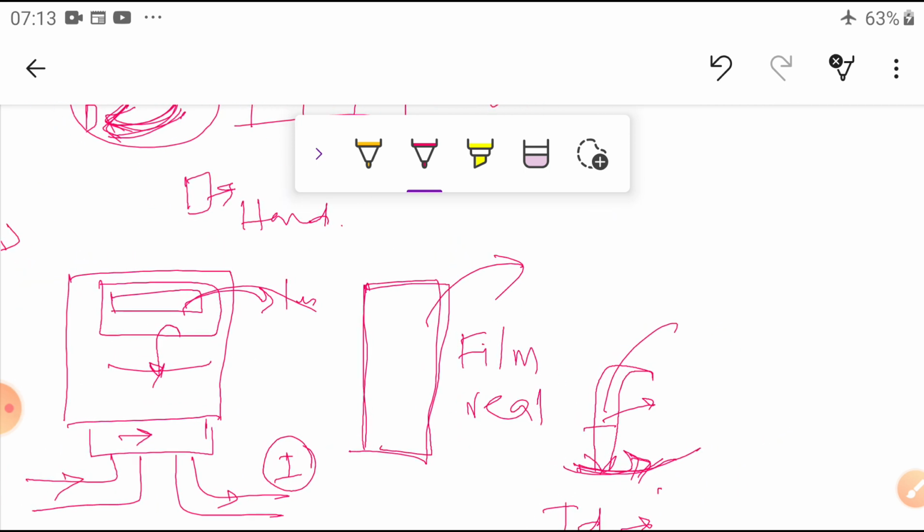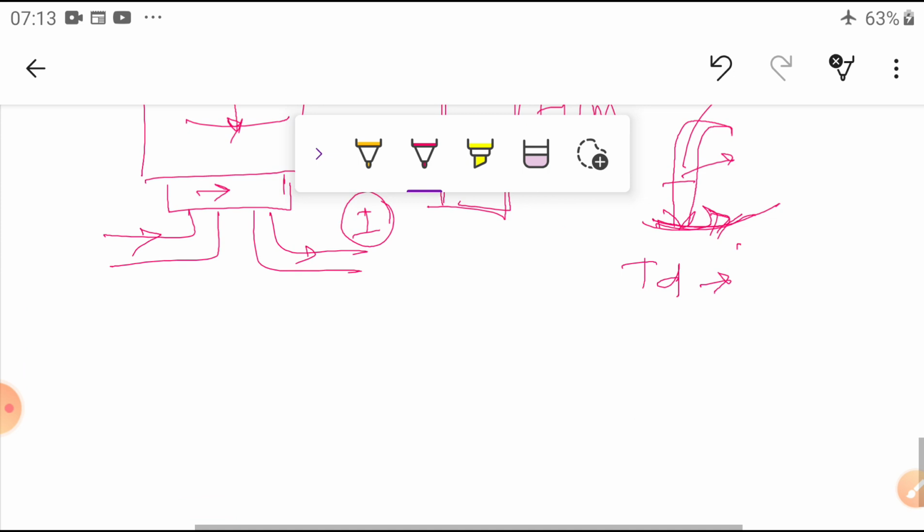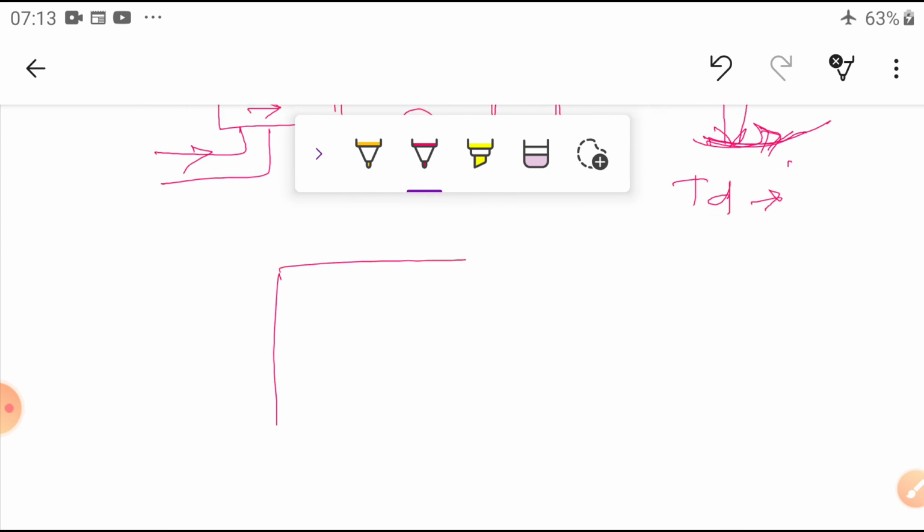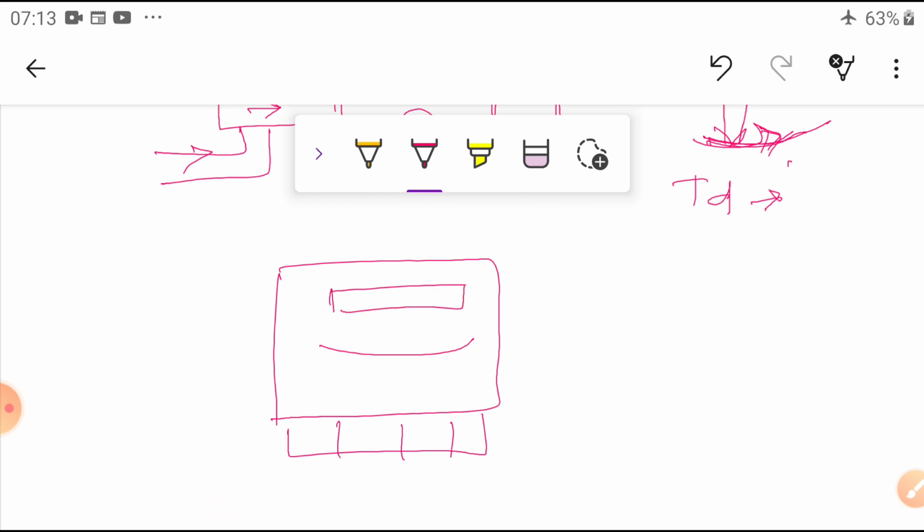What will happen? Here is the energy meter. They will use the energy meter at the same time, with a disc rotating here. The phase is connected here, the neutral is connected here, and here the phase is going, the neutral is going here.